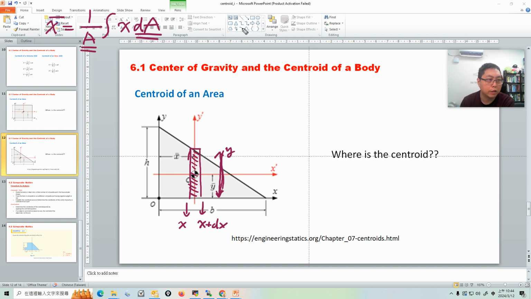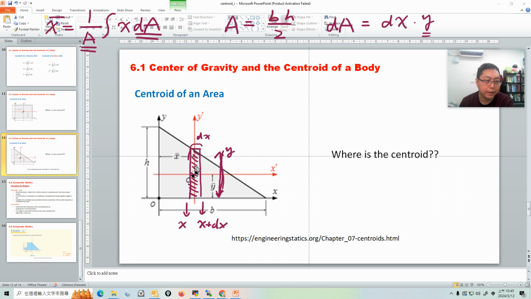The total area is easy. Total area is equal to B times H over 2. I think that's no problem. And what is the tiny area of this slice? We know the width, because we suppose this is dx. The width is dx. And what's the height? We choose the left-hand side point, so we just multiply by y.